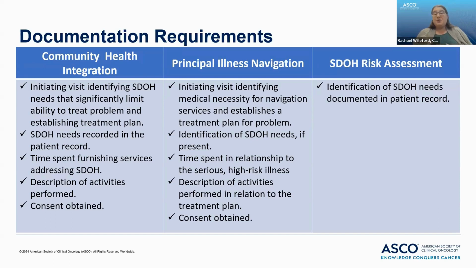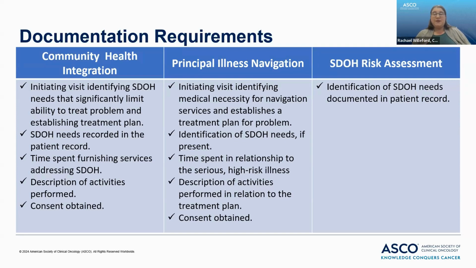Community health integration requires the identification of social determinants of health, since that's what is being addressed. And then principal illness navigation requires the identification of social determinants of health needs, if there are any present. Social determinants of health is not a requirement for principal illness navigation. If there are social determinants of health that are present at any of these services, the Z codes that are associated with those applicable needs should be reported and documented.